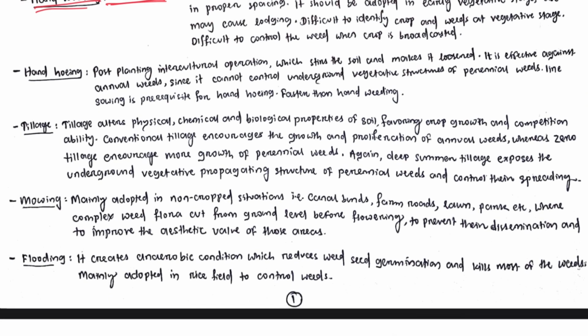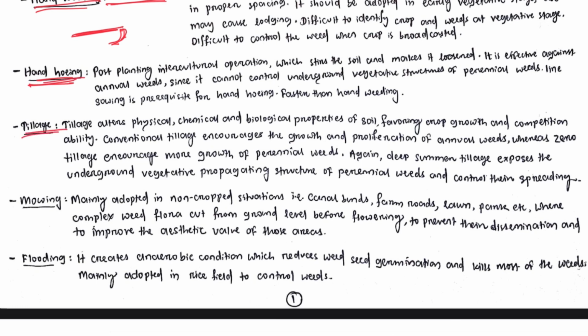Okay, the next method is hand hoeing. There is an implement called a hoe, that looks like this. Here one iron share is present and here is the handle. First you have to loosen the earth, then you have to pull the weed. So it is quite easier than hand pulling. So that is hand hoeing.